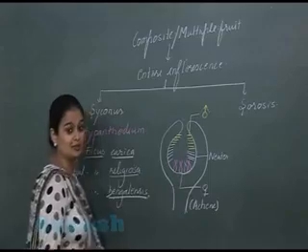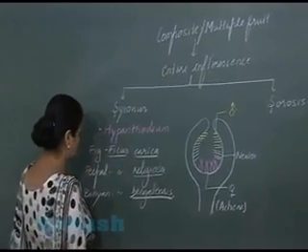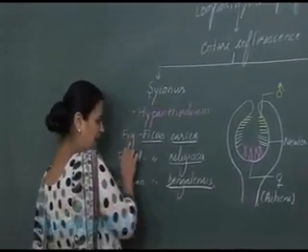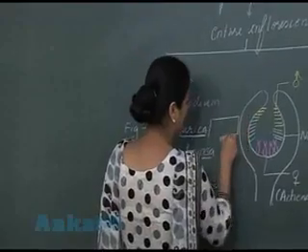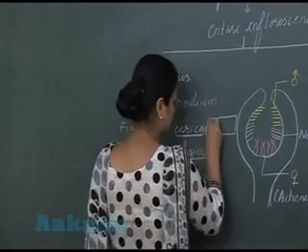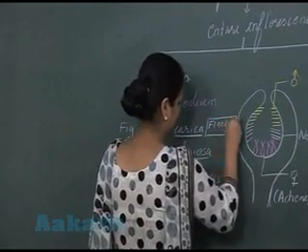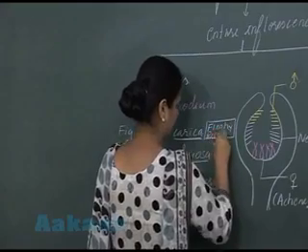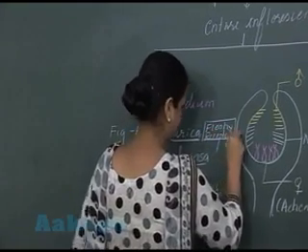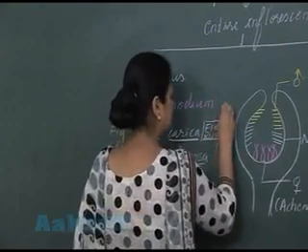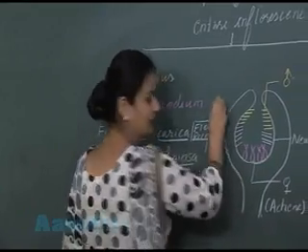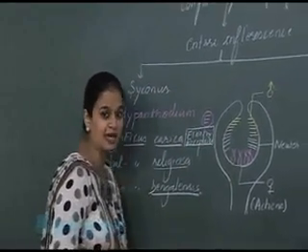Now, in the case of the hypanthodium inflorescence, in the case of the fig, the part which is edible is the fleshy receptacle. Right? So the fleshy receptacle is edible in the case of fig, Ficus carica.